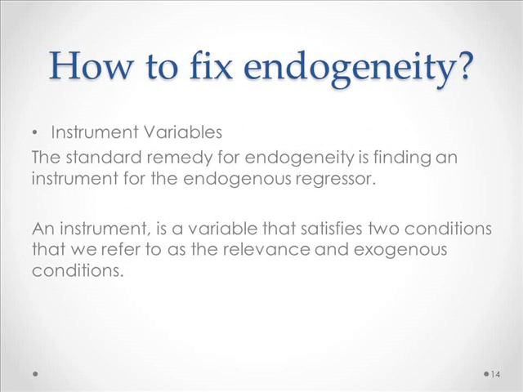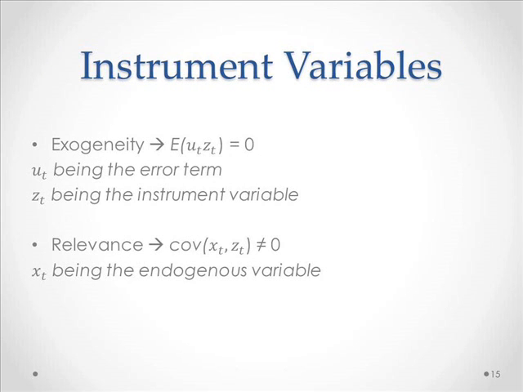So now, in order to fix endogeneity, we're going to see instrumental variables. The standard remedy for endogeneity is finding an instrument for the endogenous regressor. An instrument is a variable that satisfies two conditions that we refer to as the relevance and the exogeneity conditions. Exogeneity refers to the error term and the instrumental variable being uncorrelated. Relevance refers to the endogenous variable and the instrumental variable being correlated.